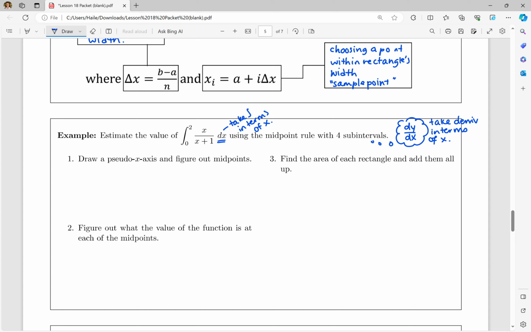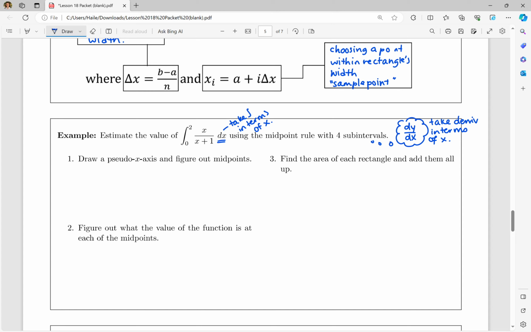Okay, so we want to estimate the value of this integral using the midpoint rule with 4 subintervals. It's not necessary to draw the entire graph. Some of your problems may want you to do that, but here we're going to practice doing it completely algebraically with minimal visualization. So first, we're going to draw a pseudo x-axis and figure out the midpoints of each of our subintervals.